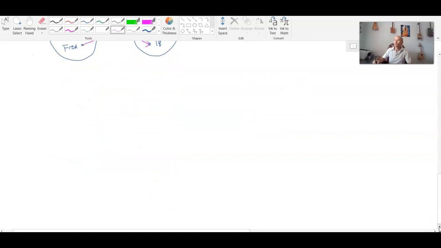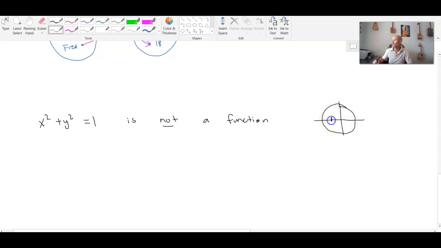Let's say that we wanted to establish a more concrete argument to say that x squared plus y squared equals 1 is not a function. Now we've already seen this. It doesn't pass the vertical line test, right? A circle has this ability, for a given input, say that one right there, to give us two outputs. It gives us one right here and it gives us another one right here.